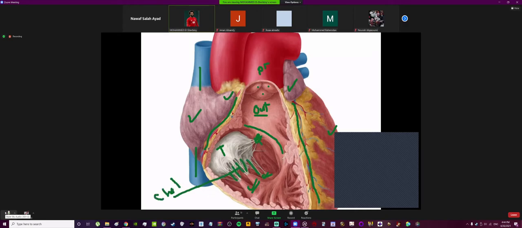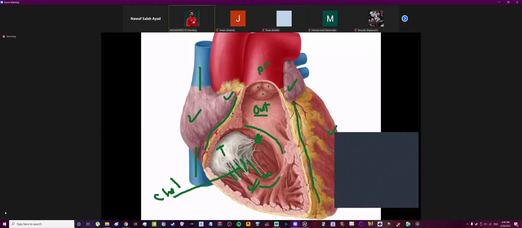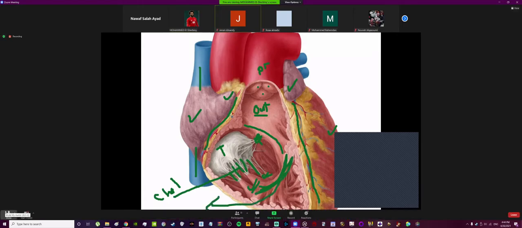What is the name of this fiber between the anterior papillary muscle and the septum? Moderator band. Excellent. Moderator band, or septomarginal band.